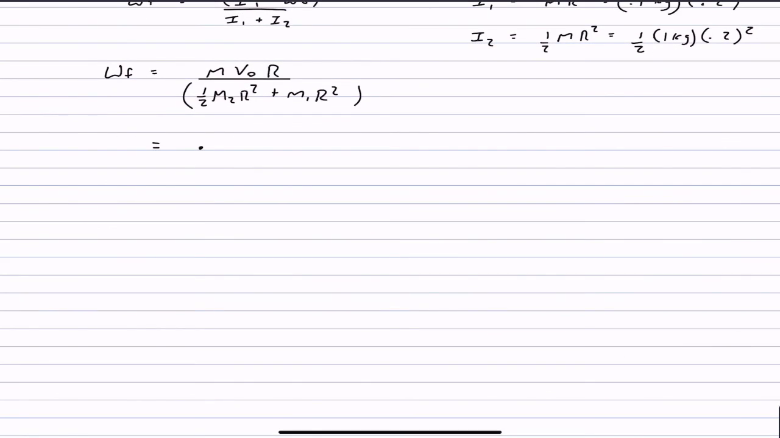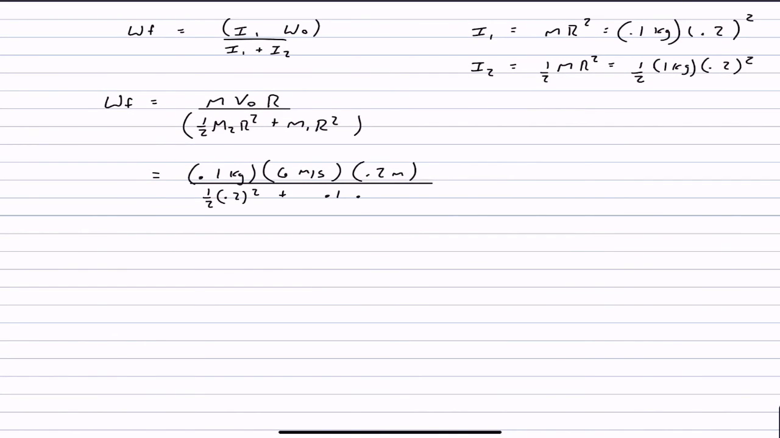So we do have all of this information. This is 0.1 kilograms. We're told 6 meters per second. This is 0.2 meters. This is all known as well. Half, same thing here. 1/2 times 1 times 0.2 squared plus 0.1 times 0.2 squared. All right, plug all that into a calculator. We get 5 radians per second. And that is option B.